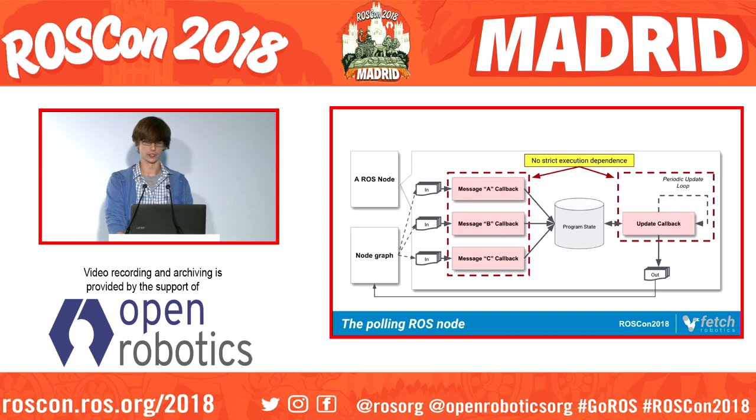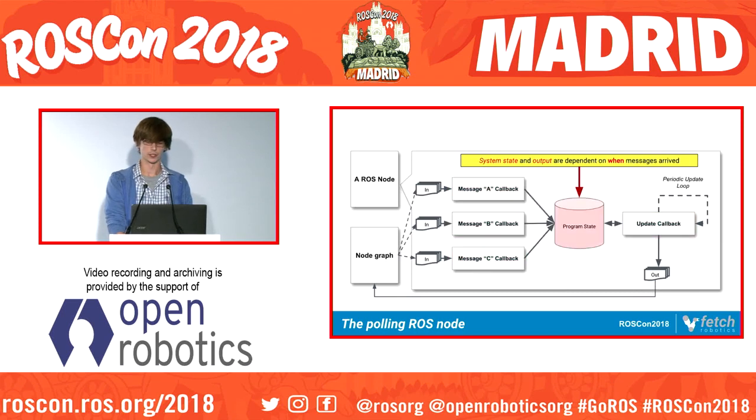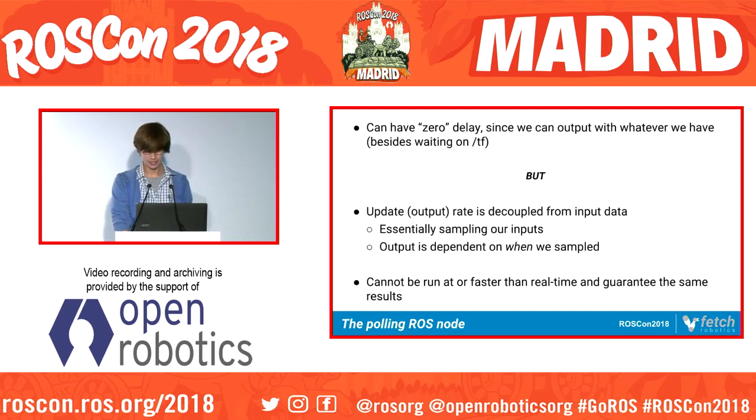And what we end up with is this lack of execution dependence on one another. We end up sampling the inputs that we have. And so our outputs are very dependent on the order in which our messages come in, the timing in which they came in. What's good about a program that's set up in this way is that it can effectively have zero delay because it's running on its own clock whenever, besides maybe waiting on things that are polling or blocking like TF. But you can't really run faster than real time, or even at the same speed, and guarantee that your results will always be the same.